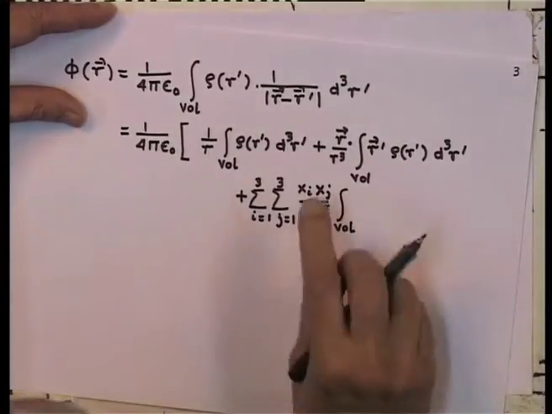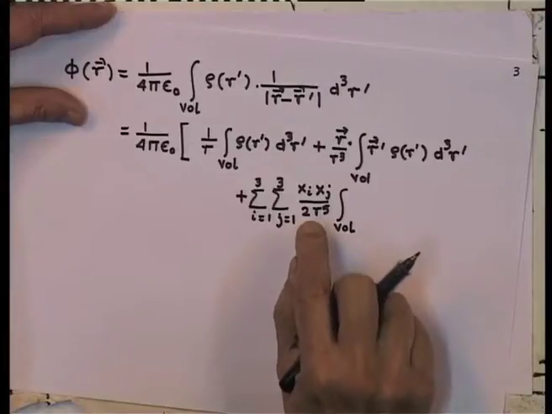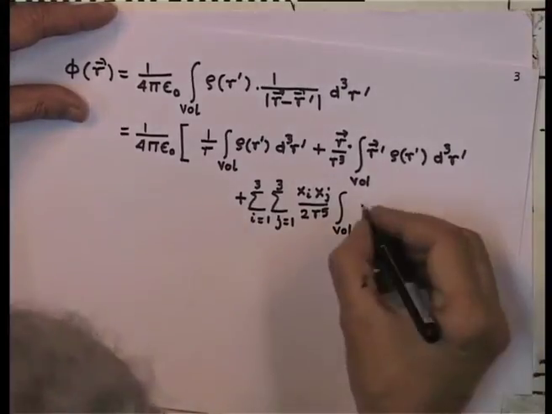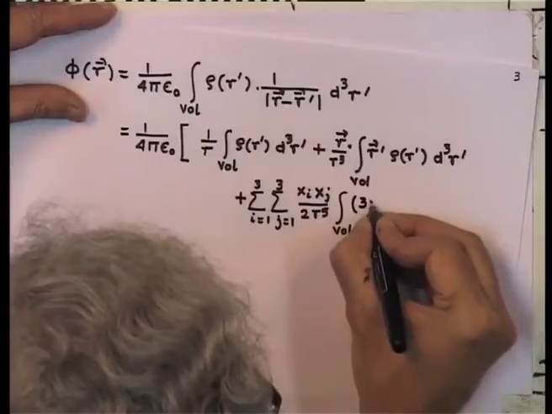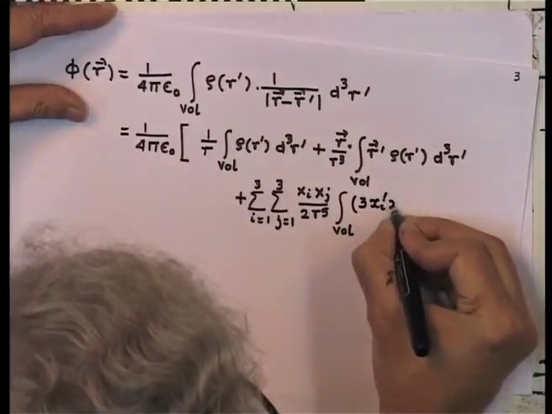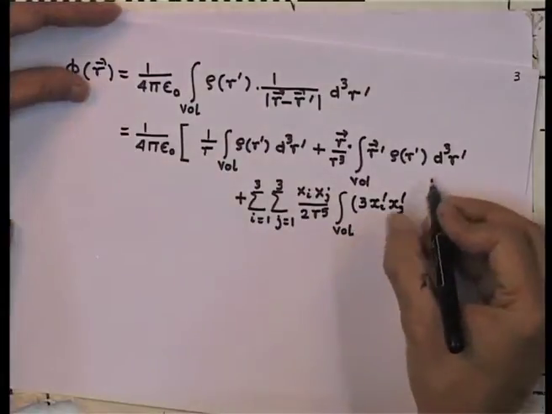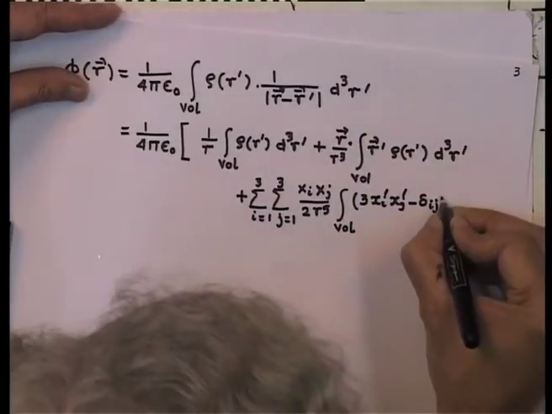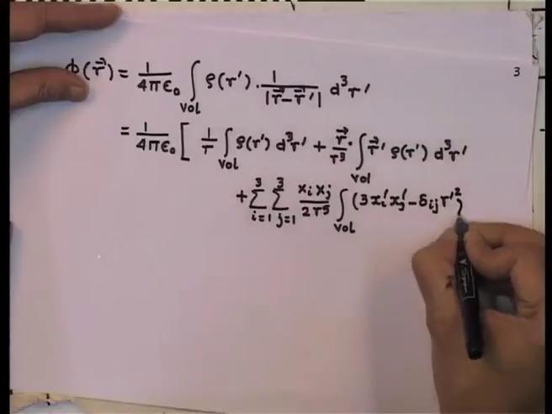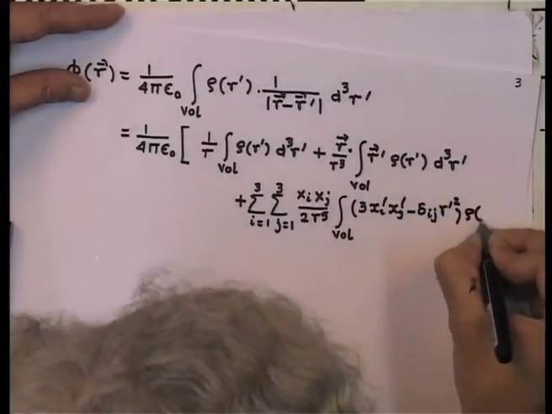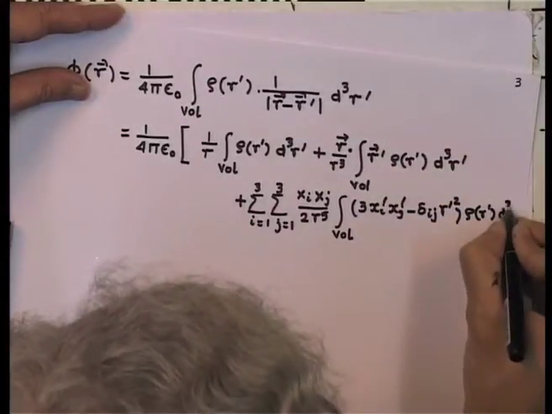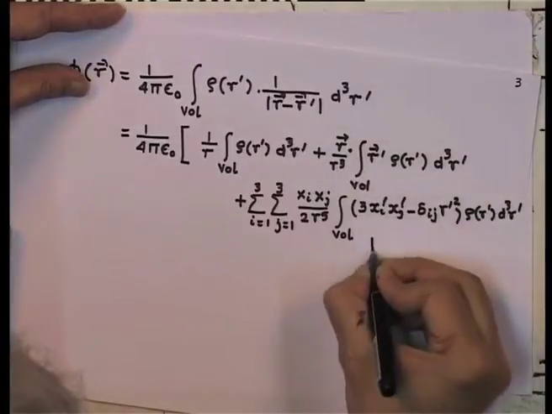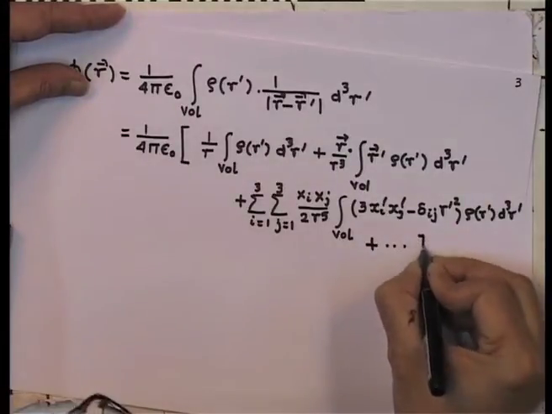Now, these are variables which depend upon the point of observation, and we have 3 x_i' x_j' minus delta_ij r' squared, times rho(r') d^3r'. Well, plus terms that we have not bothered about.